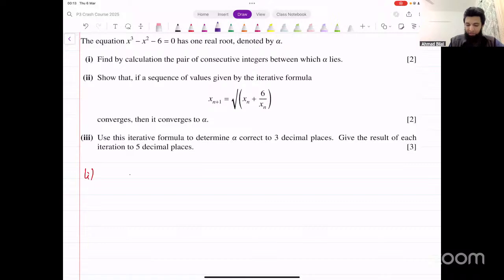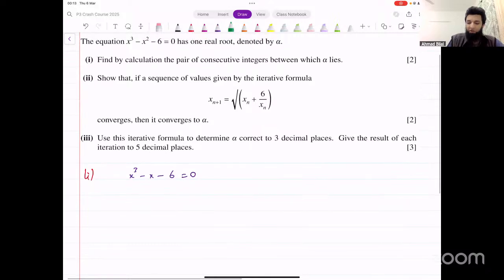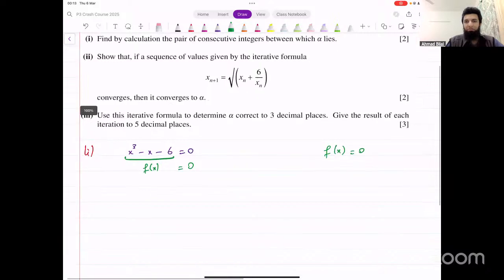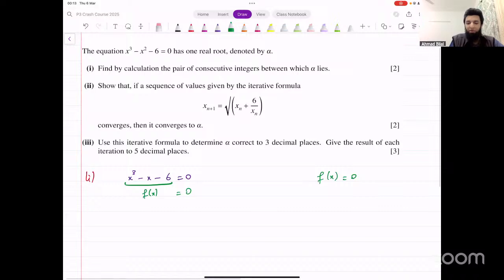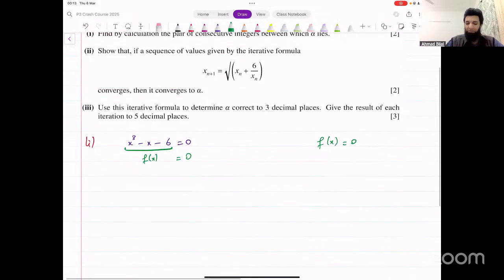If you have an equation that looks like this, x³ minus x² minus 6 equal to 0, first of all, you have to convert it to the form f of x equal to 0 by bringing all terms to one side and having only 0 on the other side. Do we have that form here? Yes, we do. This is f of x, and we've got 0 on the other side. And now what you can do is, you can start inputting integers randomly. Since we don't know whether it's going to be positive or negative, let's start with small numbers first. Let's try f of 0, for instance.